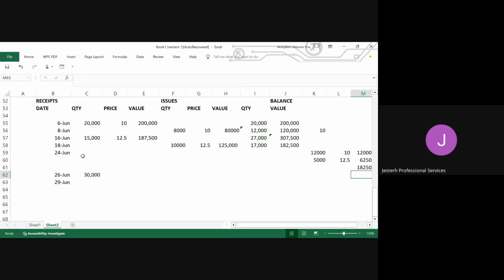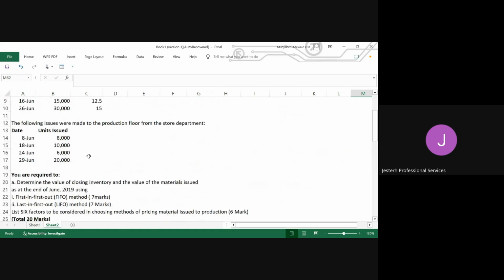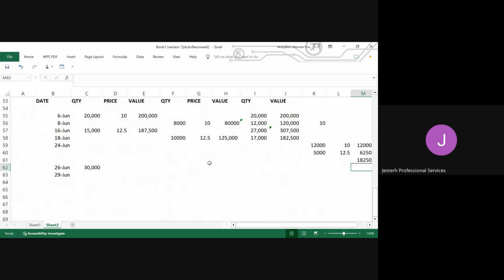Now on the 24th, because our next purchase is on the 26th, we issue another one out. On the 24th, we issue out 6,000. We now come here again, 6,000. Okay, no problem. We issue out 6,000.